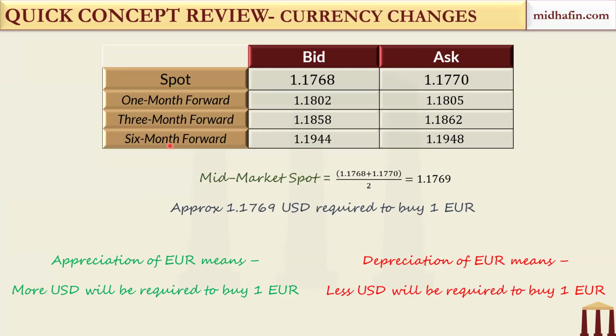Maybe a new contract will come into the picture, which will be a new 6 month contract. But the previous 6 month contract will expire. But this spot, this underlying asset will always remain. Correct, Lucky? Yes, sir.